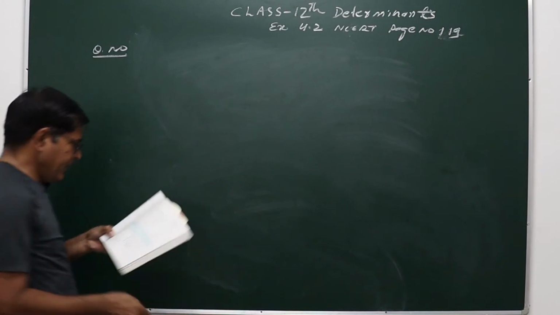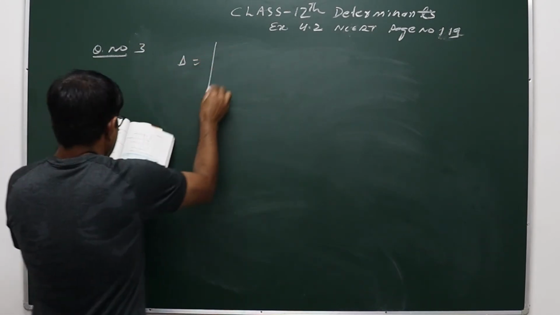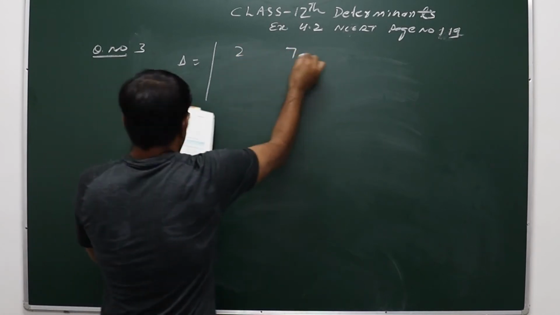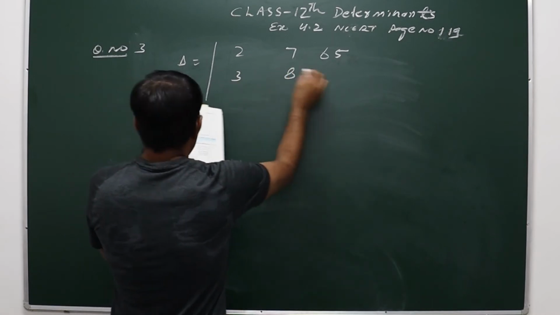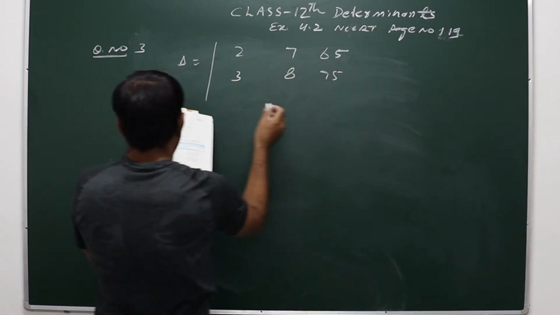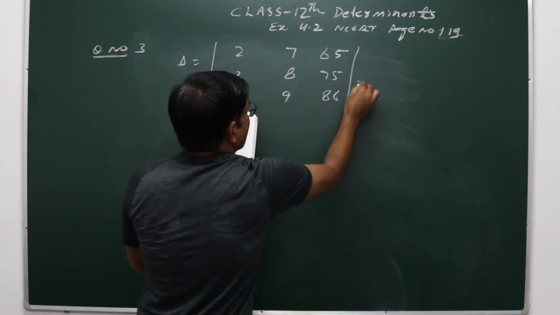Question number 3. Prove that the determinant 2, 7, 65, 3, 8, 75, 5, 9, 86 is equal to 0.